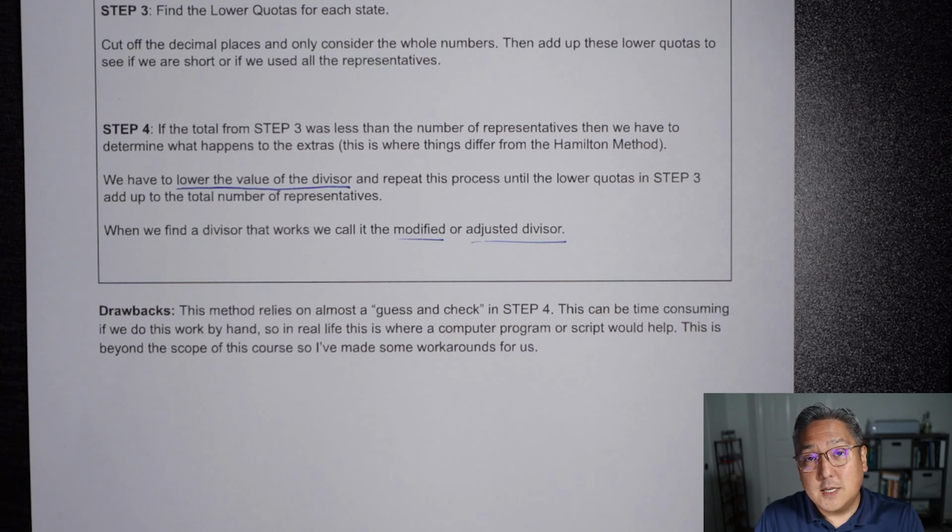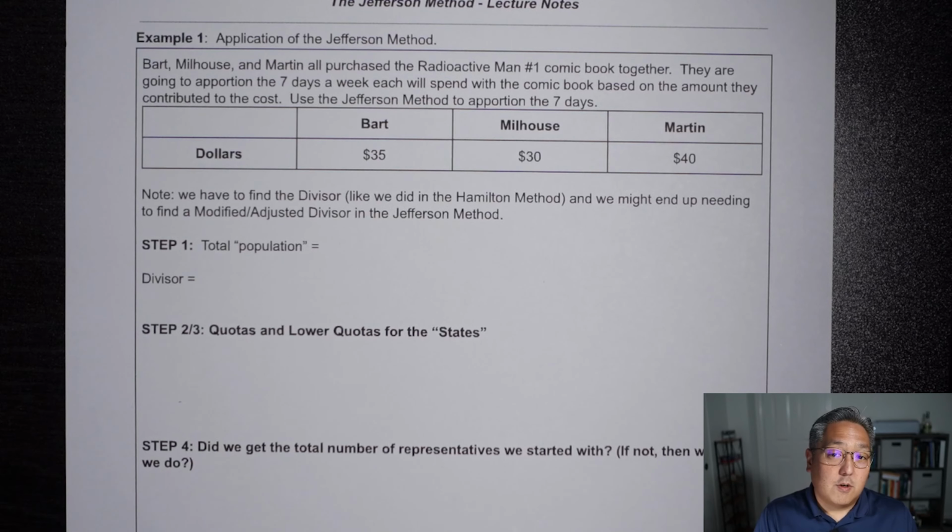So let's go back and take a look at some of our examples that we've seen before, but now we're going to do them with the Jefferson method. So our first example with the Jefferson method is a familiar example. It's the same scenario we had before in the Simpsons case with Bart, Milhouse, and Martin, right? They're buying the Radioactive Man #1 comic book. We know that the number of days is going to be the representatives, right?